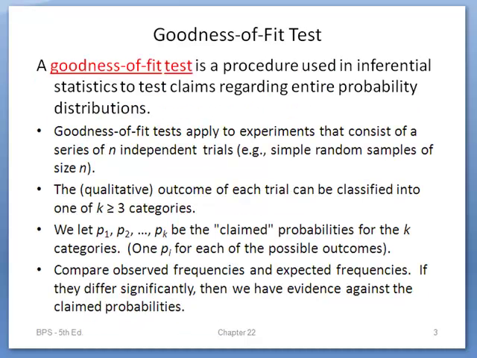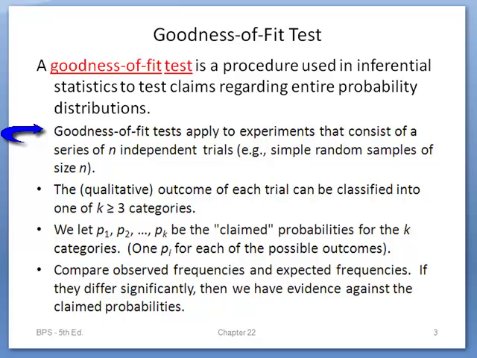How do we do this? How do we test it? How do we give it a quantitative value saying, yeah, I think the die is loaded, or that particular plant isn't producing that percentage of white cars, or whatever? We do this goodness of fit test. It's a procedure used in inferential statistics to test claims regarding that entire probability distribution.